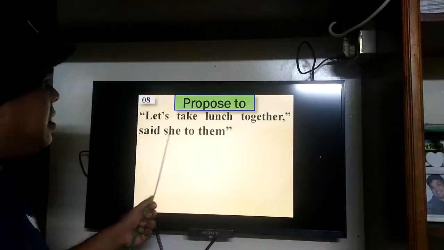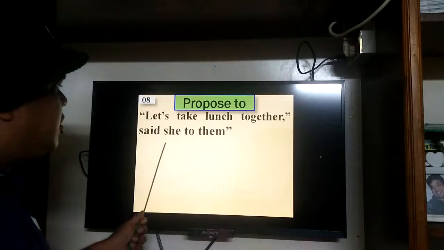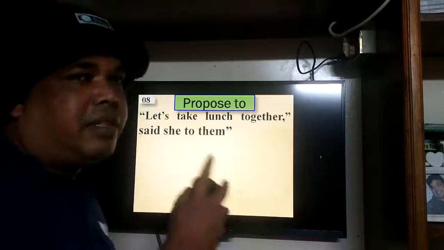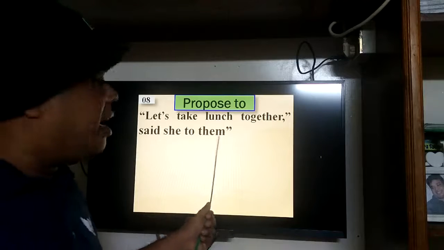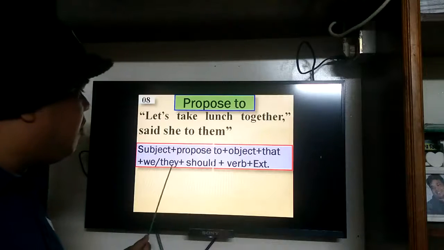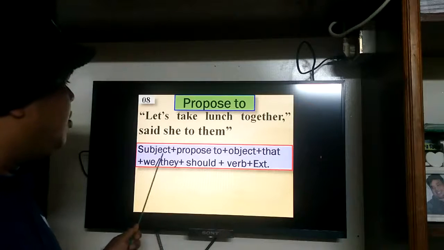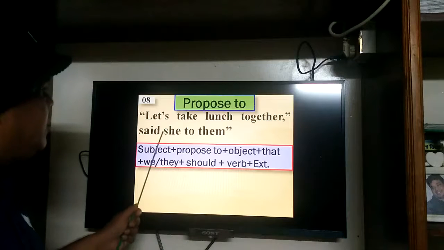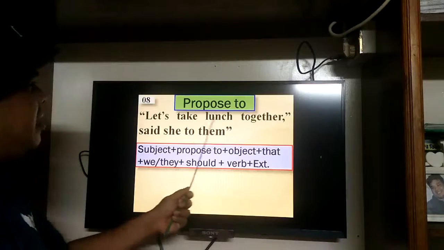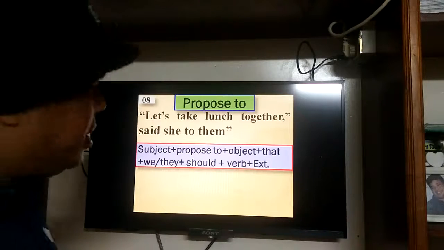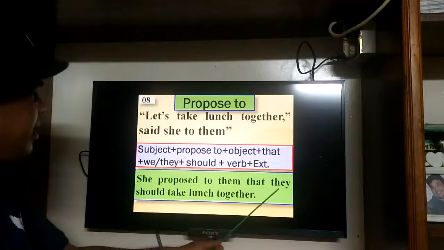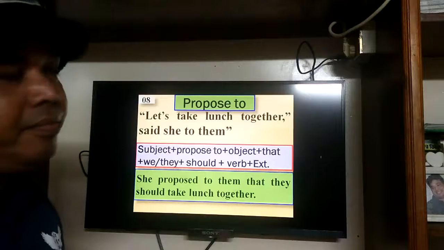Proposed to: let's take lunch together, said she to them. So I'm giving you another example, because she is third person, and them is also third person. When third person refers to third person, you have to follow they. So your answer will be, she proposed to them that they should take lunch together. So check your answer with me. She proposed to them that they should take lunch together.